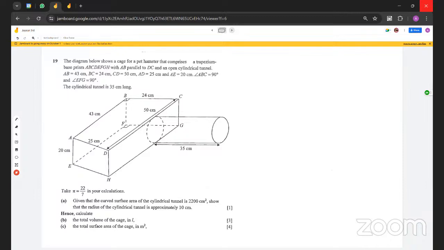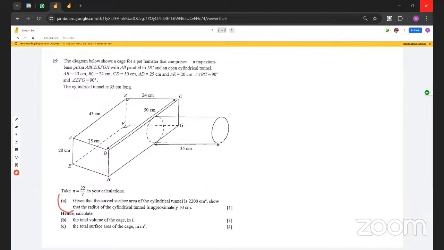The English helps a little bit to say, oh, this is an open tunnel. The word open might be important. That means this is not a solid thing. The trapezium-based thingy kind of helps if we cannot see it properly. But again, I hope you can see this as a prism. Then take pi as this. What will they ask? Look, it's so predictable. They ask volume and surface area.